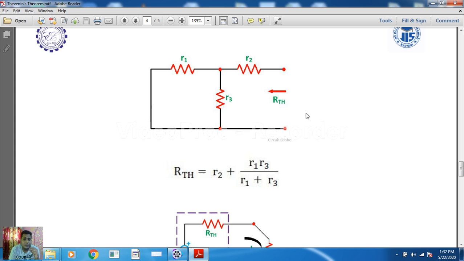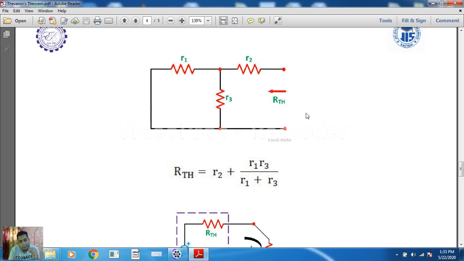A circuit may contain a voltage source or a current source, so we have to remove all sources, whatever they are. As we know, when we remove a voltage source, we make that terminal short. When we remove a current source, we make that terminal open. So we will go that way.